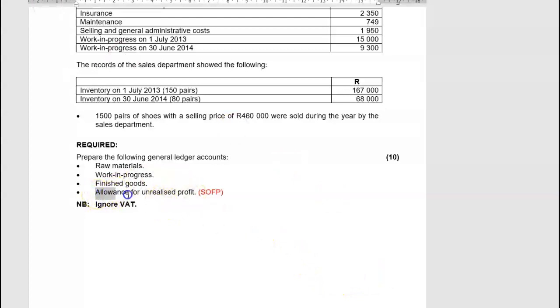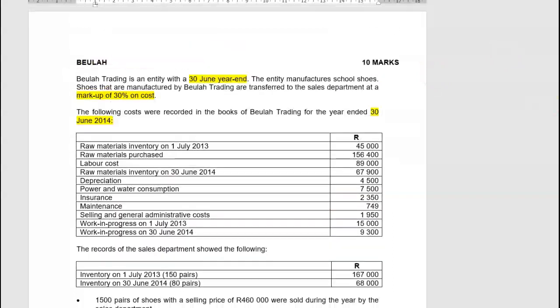This allowance for unrealized profit is the account balance that you're going to subtract from your finished goods inventory balance at year end, in order to arrive at the final figure, the actual cost price of your inventory, as you will disclose it in your statement of financial position. Okay, ignore that.